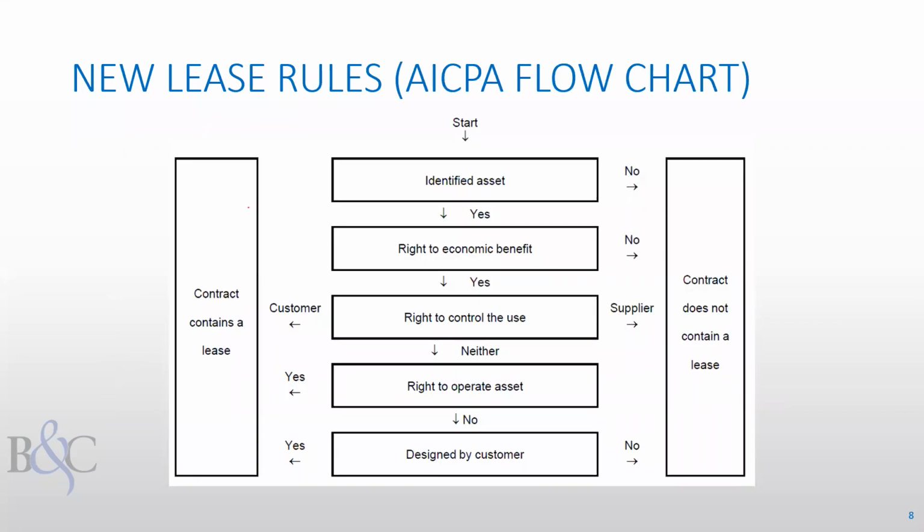To help you walk through this process, the AICPA has provided a flow chart to kind of help you answer these questions as you go along the way. As I mentioned, you start with, do you have an identified asset, the right to economic benefit, and the right to control the use of the asset? If all of these are in existence, then you have a lease.